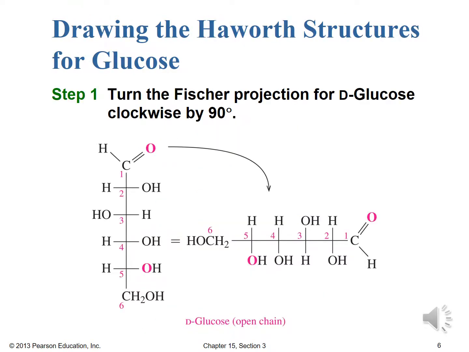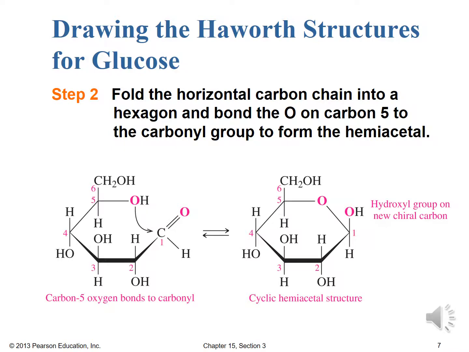Okay, so here we are in step 1. Turn that Fischer projection for D-glucose clockwise by 90 degrees. So there we have D-glucose, and it's the D form because on carbon 5 we have the OH on the right-hand side, so that's how we know it's the D enantiomer. And of course it's glucose because of carbons 1 through 4. As we turn it 90 degrees on its side, we see that open chain form would have that appearance. Moving on to step 2, we fold that horizontal carbon chain into a hexagon and bond the oxygen from carbon 5 to the carbonyl group to form the hemiacetal.